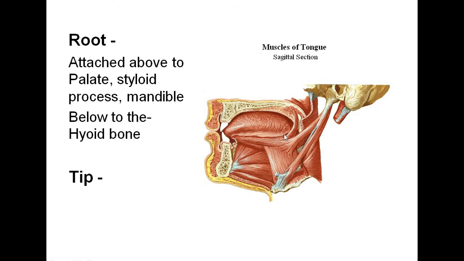The root is attached to the palate. It is also attached to the styloid process, and to the mandible, whereas below it is attached to the hyoid bone. The tip is the free end of the tongue and it is present just behind the upper incisor tip.